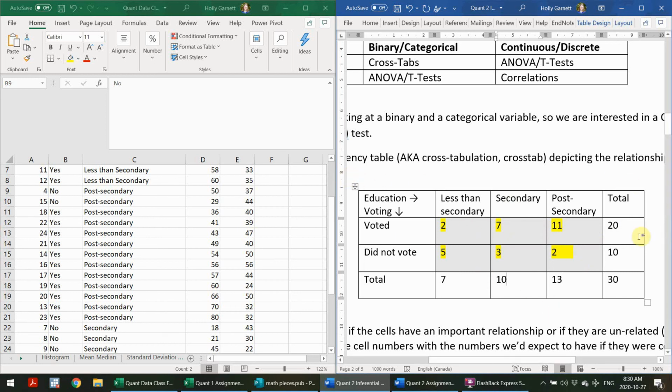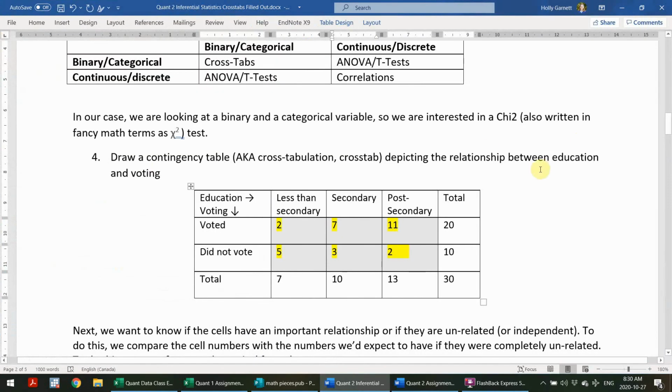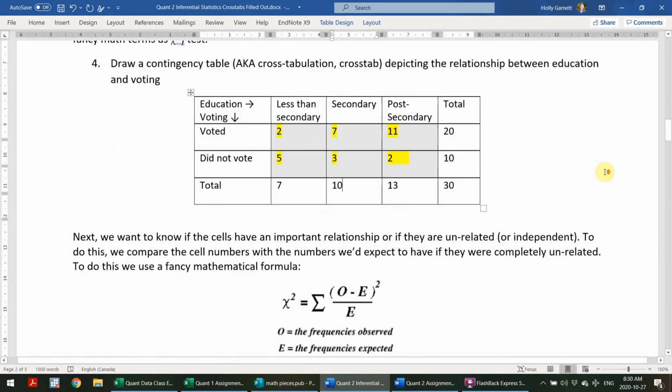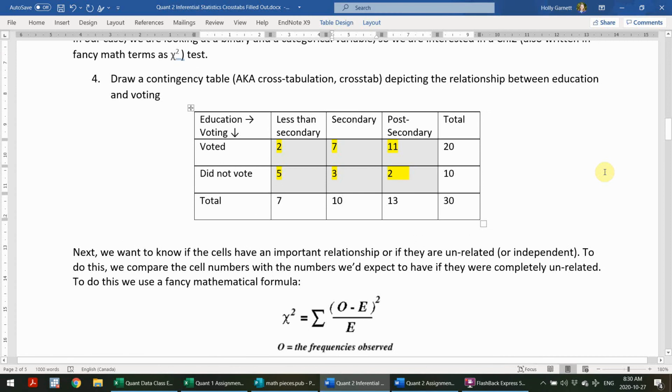But essentially, this is our beautiful little contingency table. All right, so let's go back to full screen. Now what we want to know is if each of these cells have an important relationship or if they're completely unrelated or independent. To do this, we're going to compare the cell numbers with the numbers we'd expect to have if they were completely unrelated.